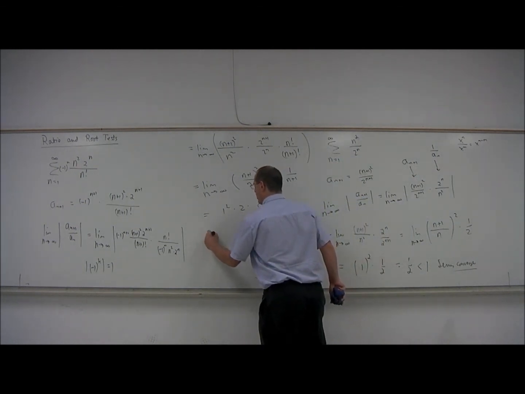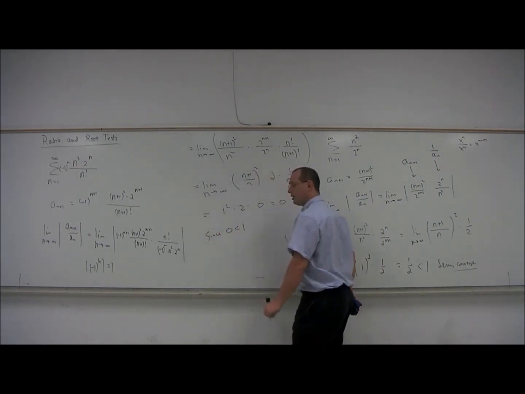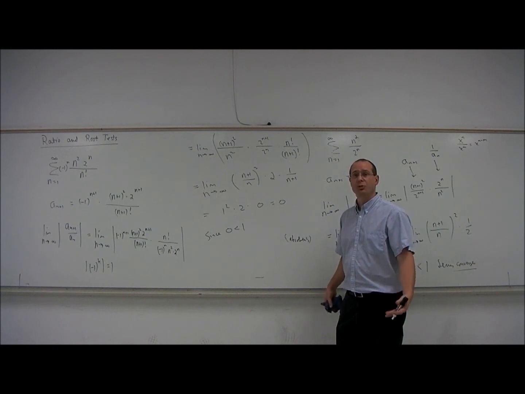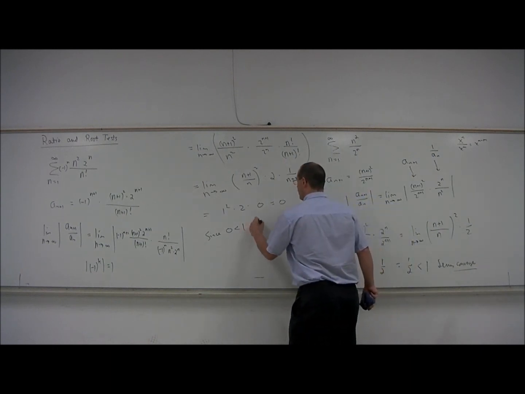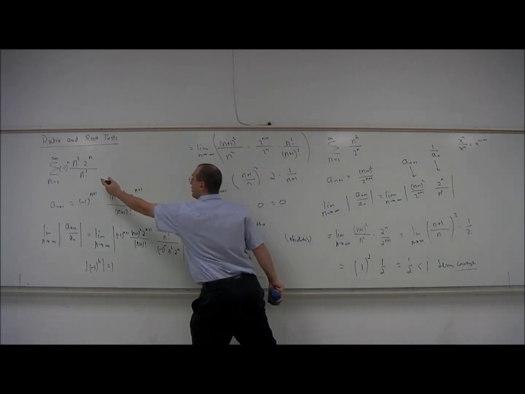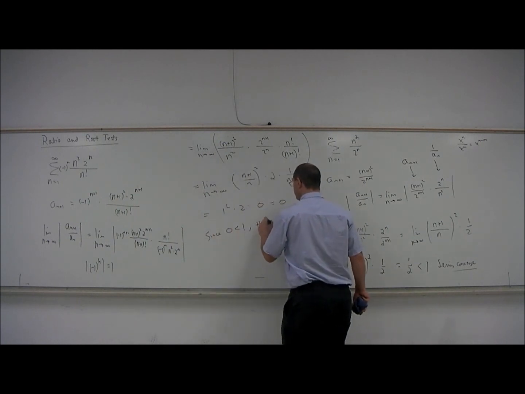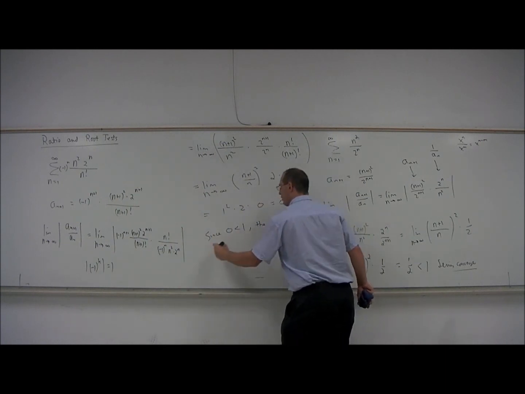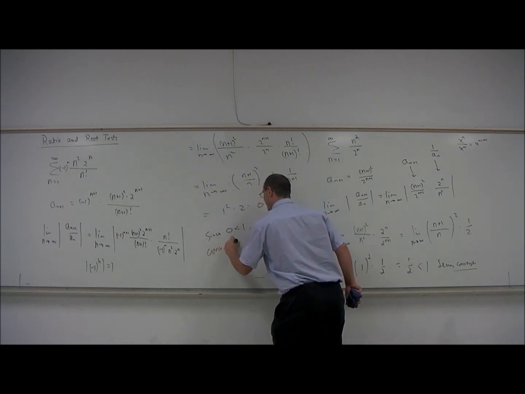And since 0 is less than 1, we have the conclusion of absolute convergence. The original series over here converges absolutely.